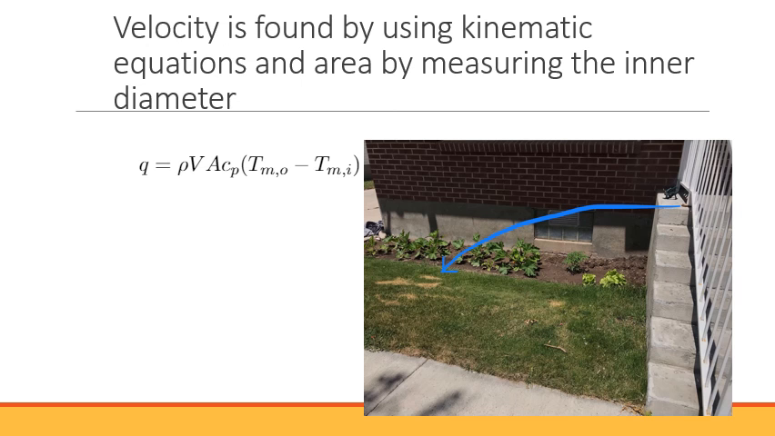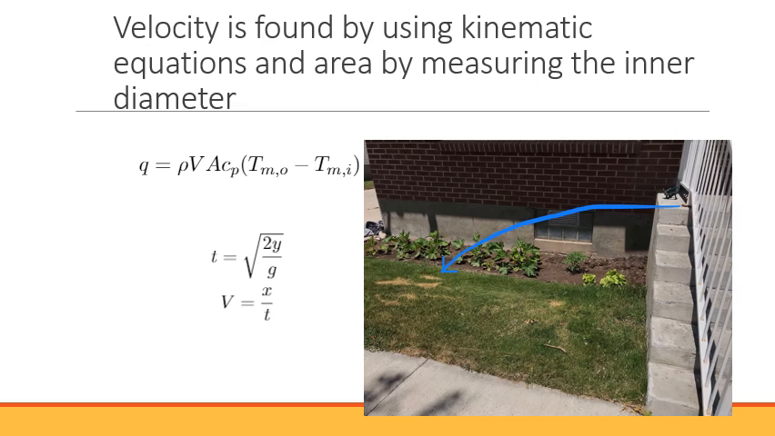The remaining unknowns then are the density, velocity, cross-sectional area, and specific heat. To find the velocity, I used projectile motion and kinematic equations with a known height and distance seen in this picture, where the end of the hose was up by the stairs and aimed in the direction of the blue arrow. It was easy to find where the trajectory landed because it left a bunch of patches of dead grass.